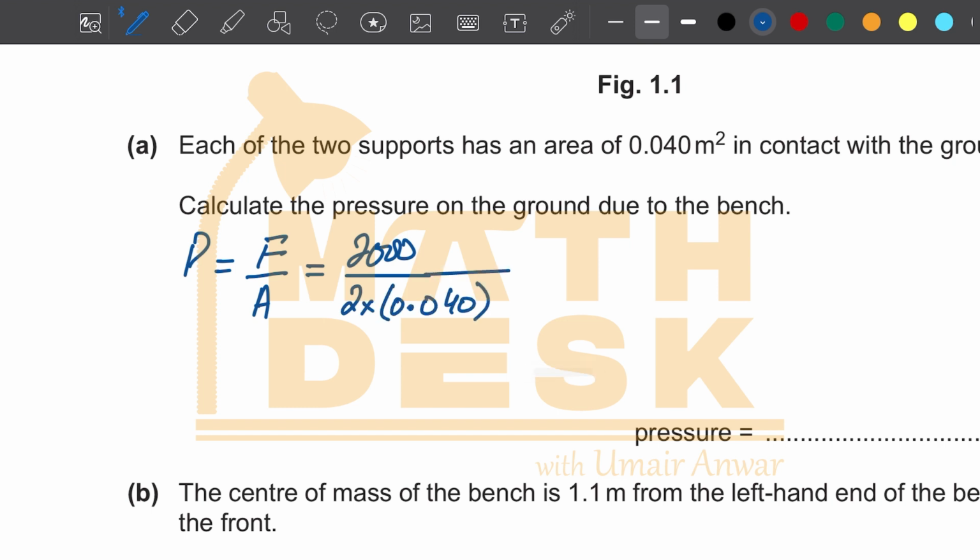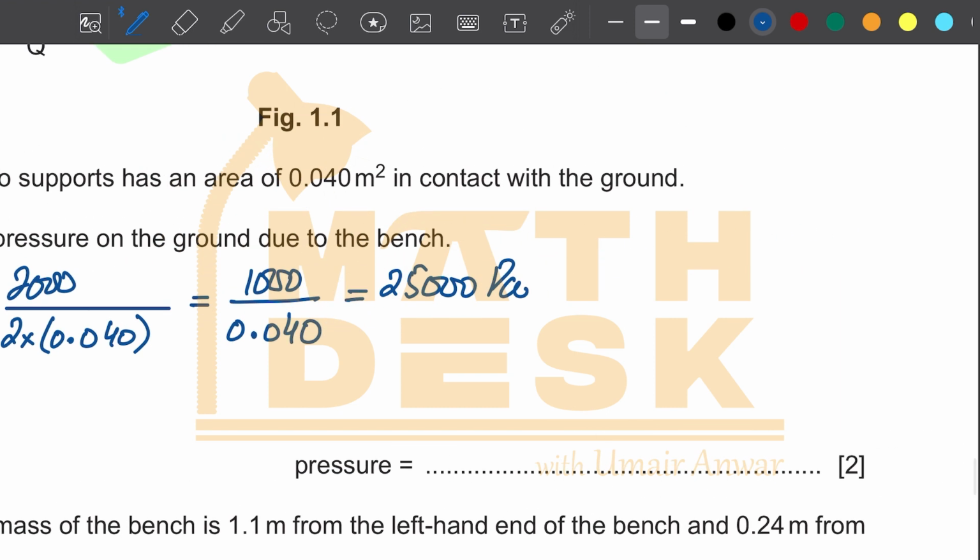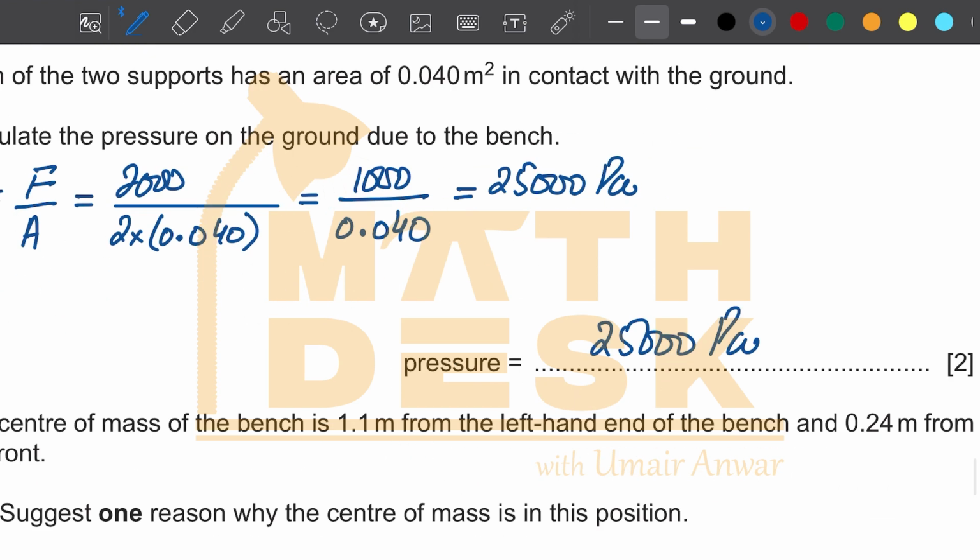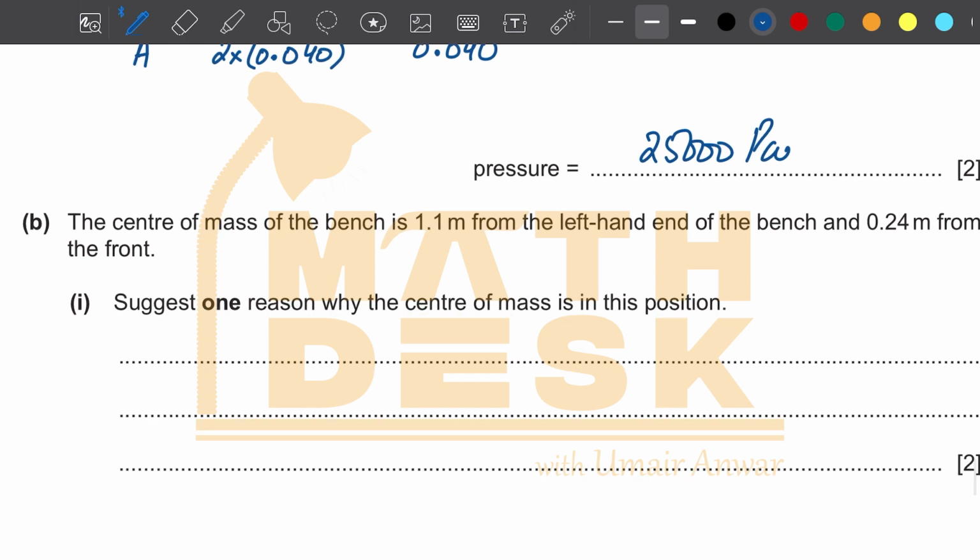So I'm multiplying the given area 0.040 with 2. So it becomes 2000 divided by 0.080, and the answer we get is 25,000 pascals. So this is the answer for this part, 25,000 pascals.